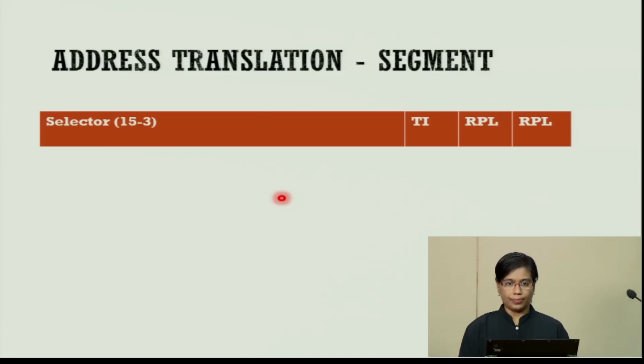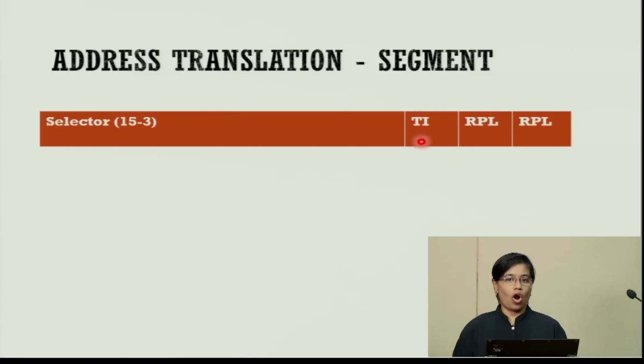of that segment. So if you take the 16 bits which are present in the segment register, bits number 3 to 15 act as the selector bits. The last 3 bits are going to be used for some other purpose.